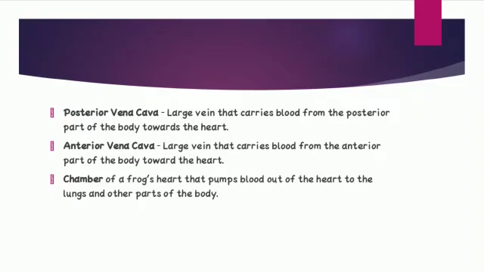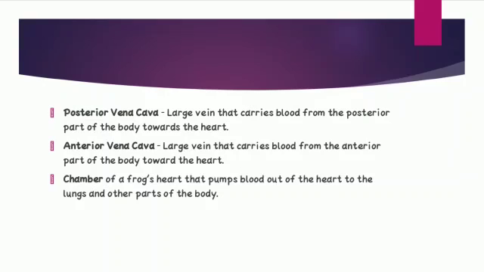Then posterior vena cava is there. It is a large vein that carries blood from the posterior part, means the lower part of the body, towards the heart. Obviously it would have deoxygenated blood. Then anterior vena cava, it is a large vein that carries blood from the anterior, means upper part of the body, towards the heart. It would have deoxygenated blood.